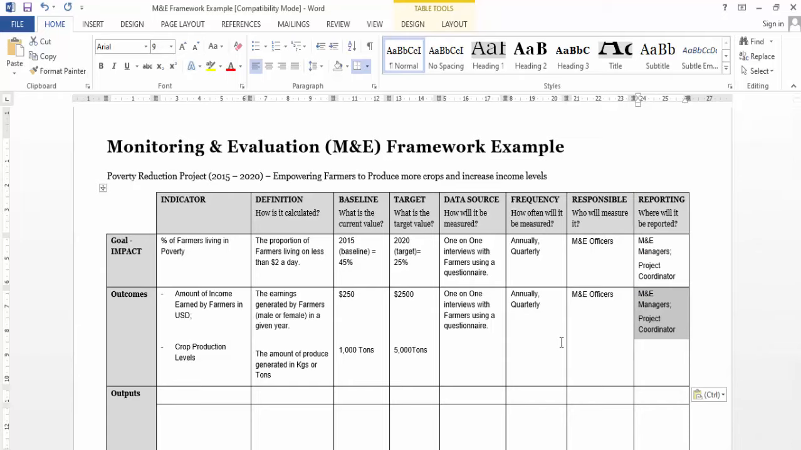So you can see how I have populated this whole thing. How long did it take me? It took me just a few minutes. But in actual sense, it doesn't take this short a time, because doing all this, you need to involve stakeholders, and that is what takes long, guys.